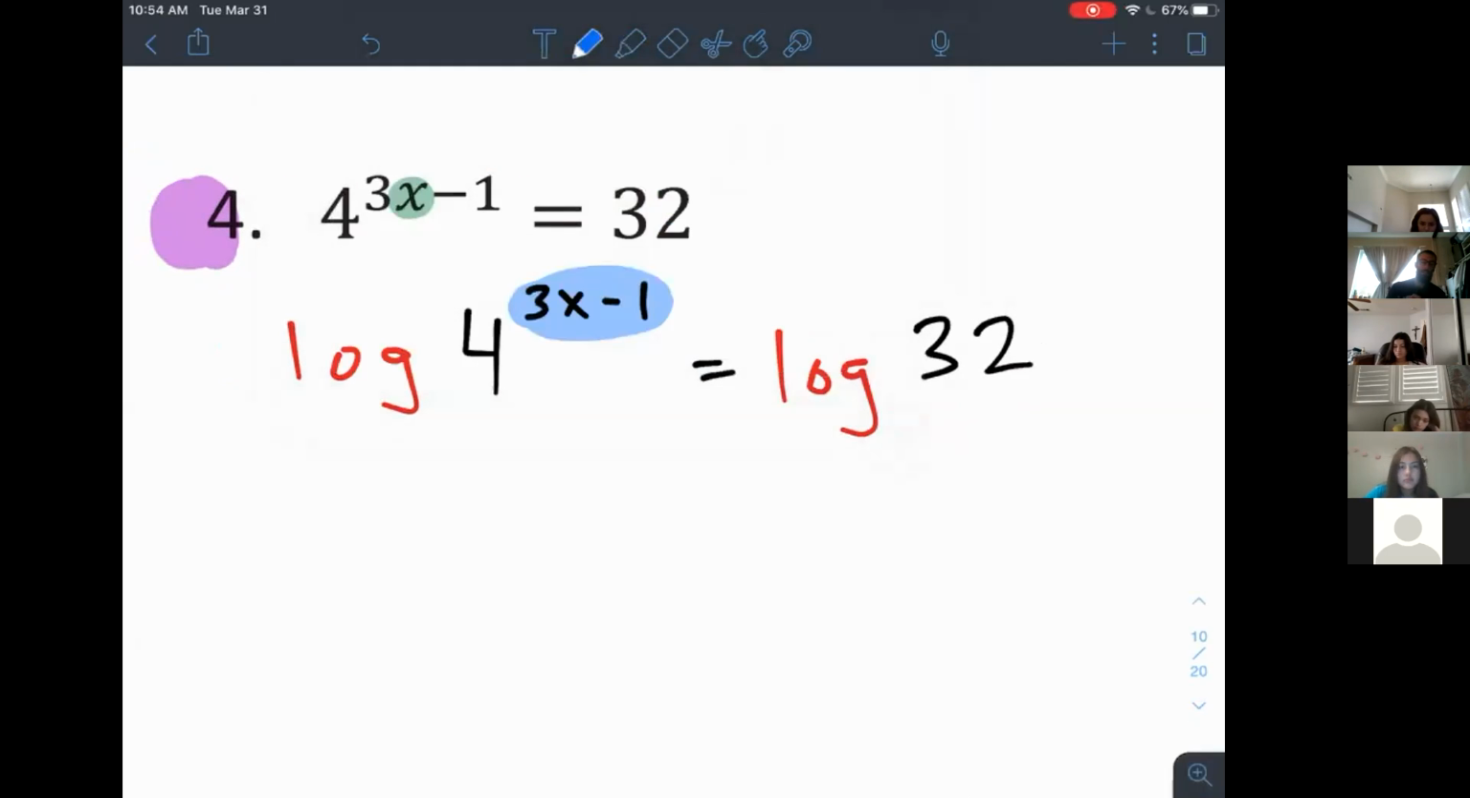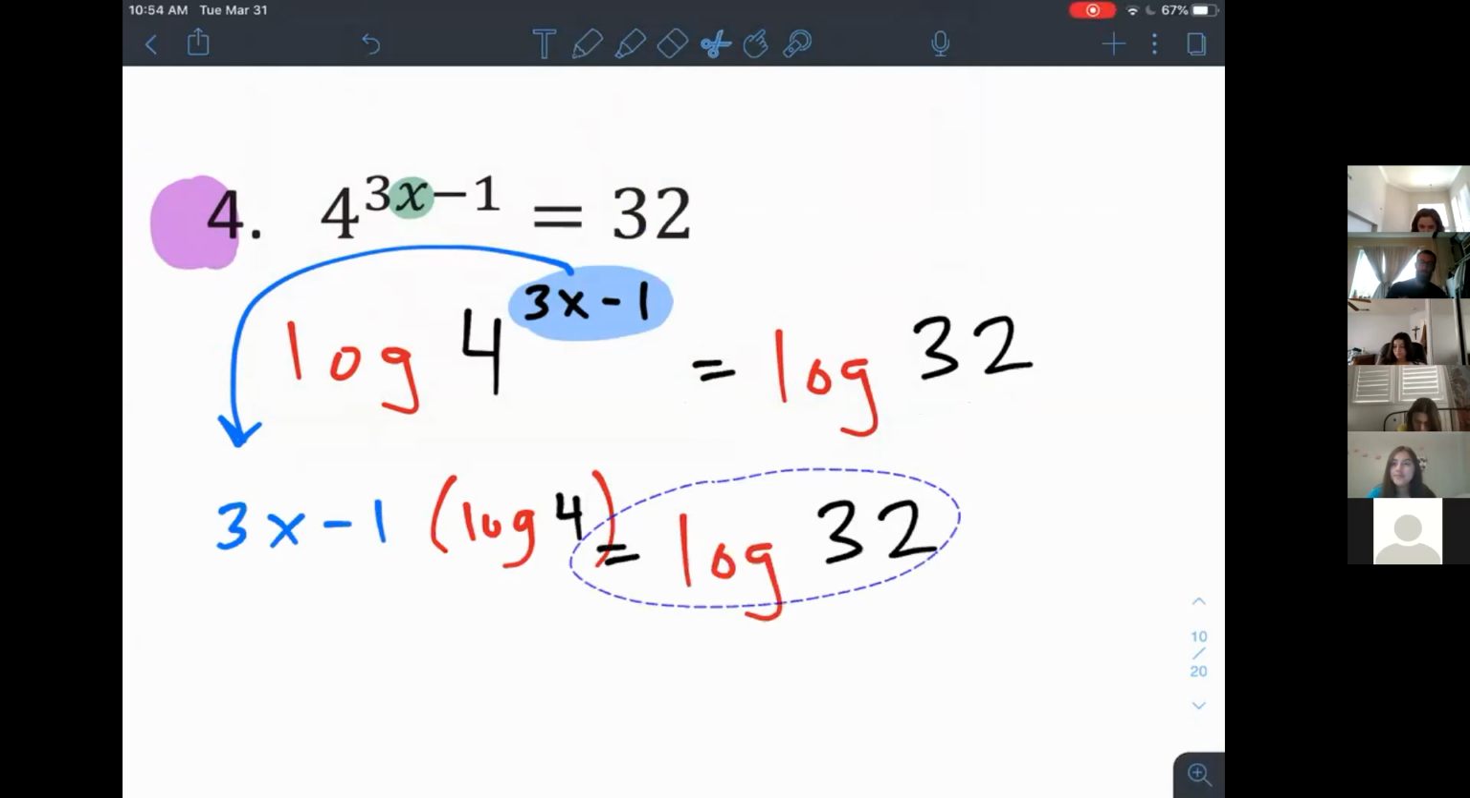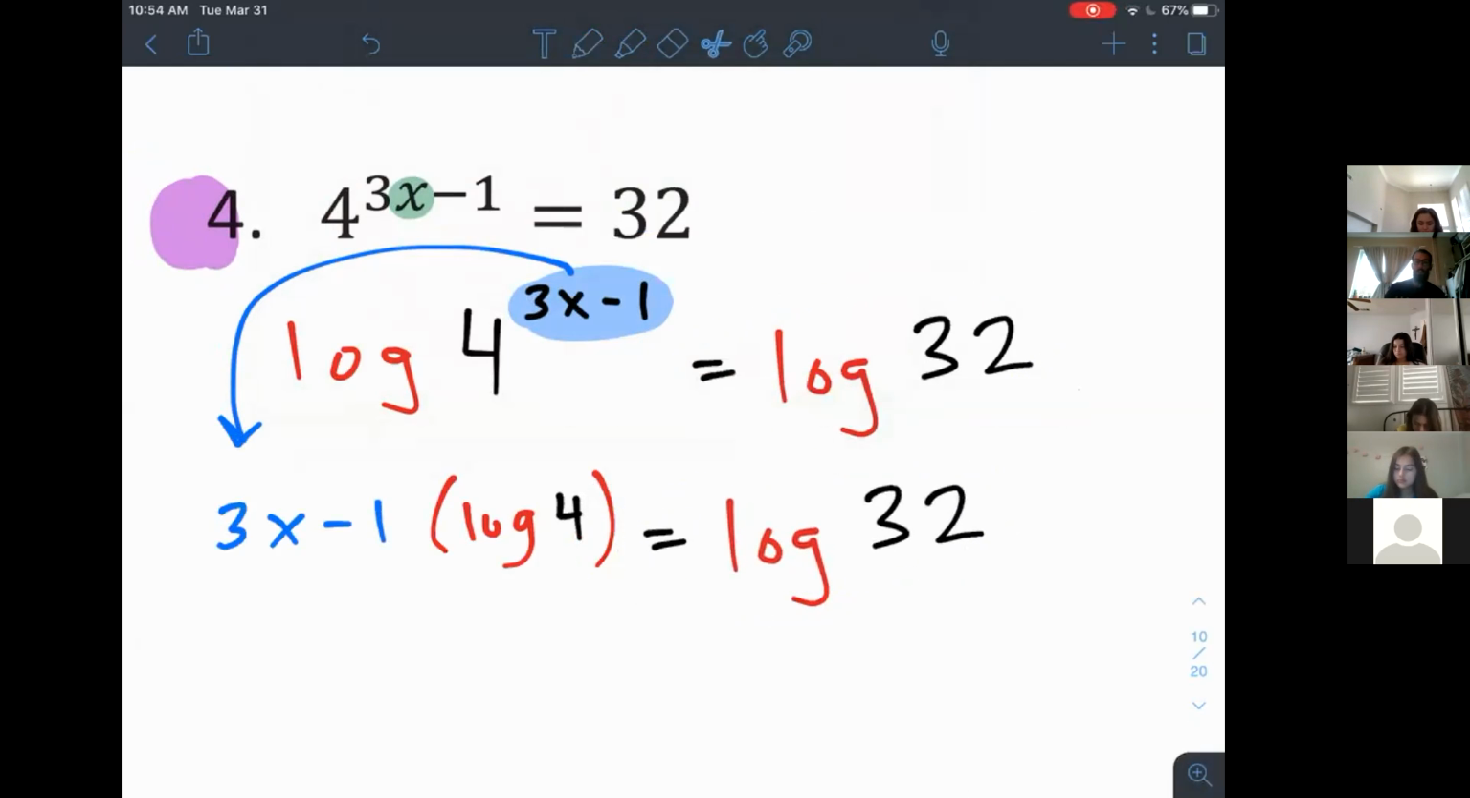I take my exponent, blue, 3x minus 1. Since that's being raised, 4 is being raised to that power, I could take that exponent and multiply it by log of 4. Trying to make some quick work here. Boom. Okay. Now all that I'm doing again is solving for x.